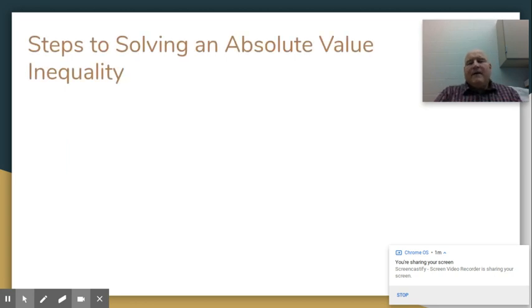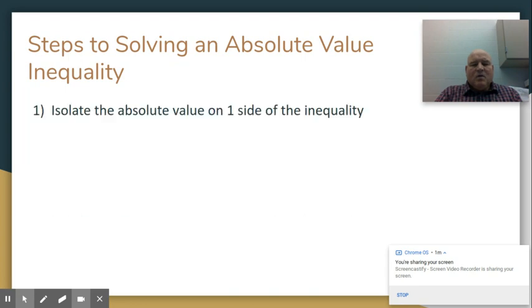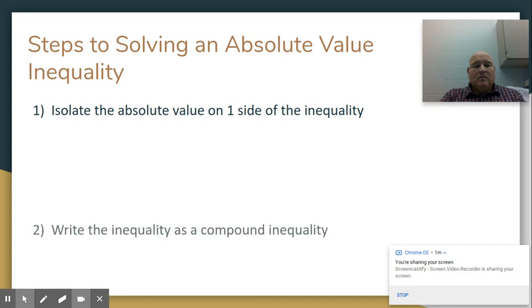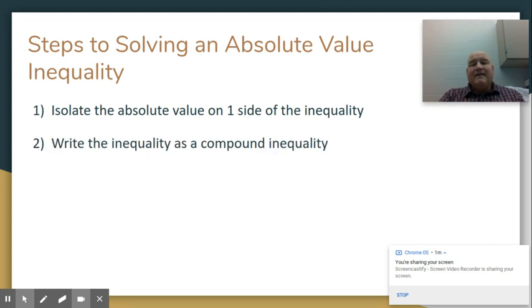Steps to solving an absolute value inequality are this. 1. Isolate the absolute value on one side of the inequality. Nothing can be outside of the inequality brackets. 2. Write the inequality as a compound inequality. So this is what we were kind of working on yesterday.